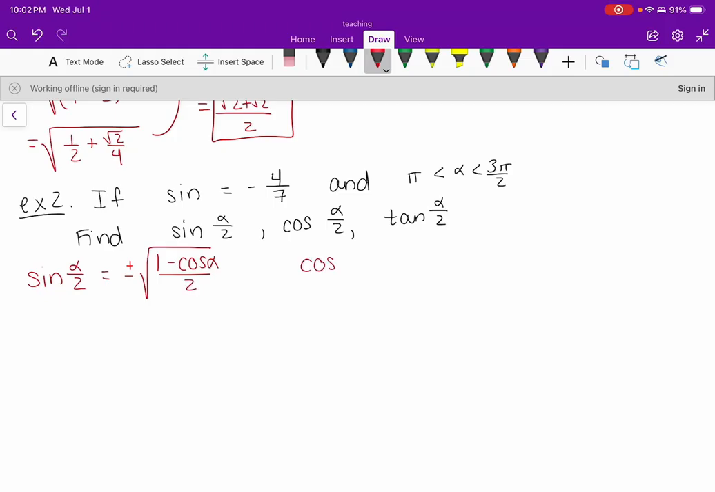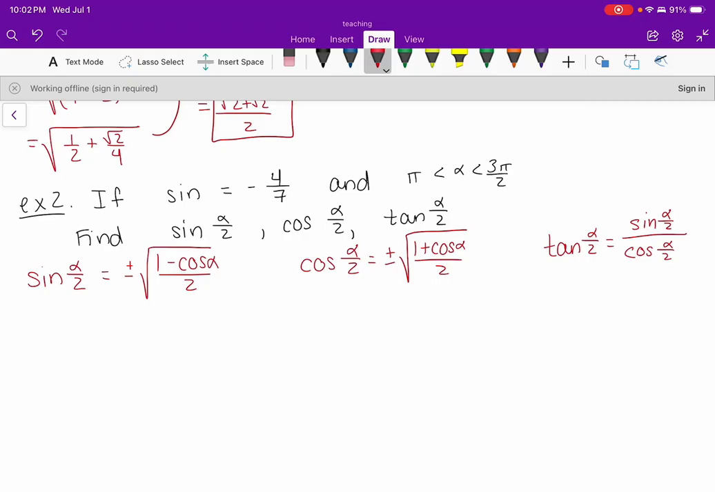Cosine alpha over 2 is plus or minus the square root of (1 plus cosine alpha) over 2. For the tangent half angle identity, you have two options. You can use one of the identities we wrote earlier, or I will also tell you that tangent is the same as sine over cosine. So I'm already going to have to find sine alpha over 2 and cosine alpha over 2, so you could plug those in here.